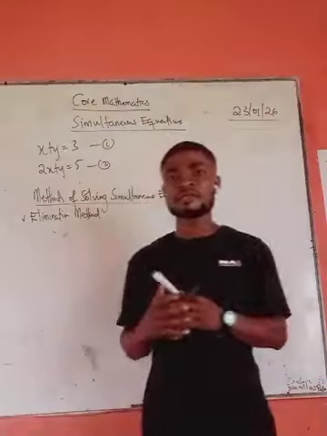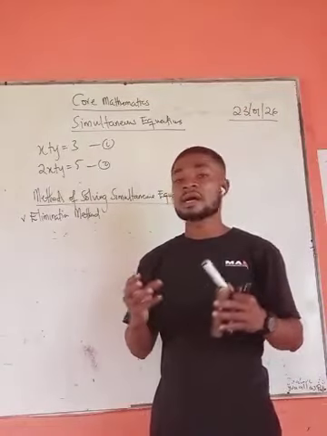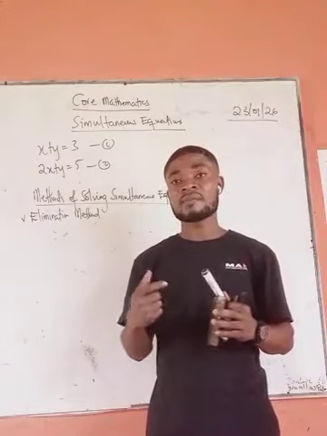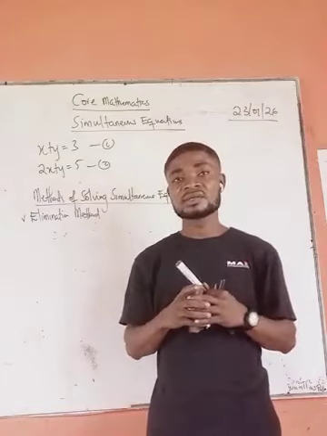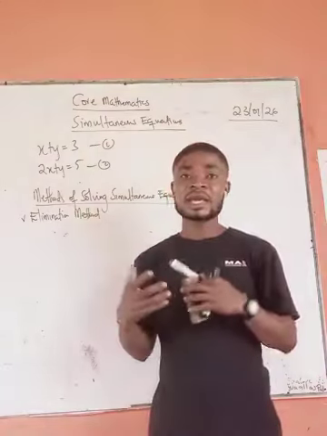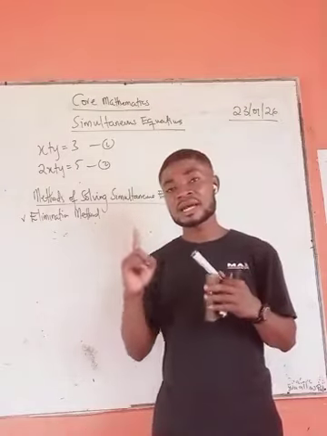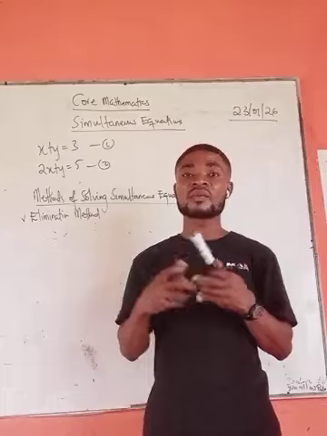Alright, so with the elimination method, we simply want to look at a situation where we are going to try our best to take out one of the variables in the question, so that we'll be left with either two or one variable to work with. If we have three variables in the question, we can try our best to take out one of the variables, leaving only two of the variables so that we can work with that one.